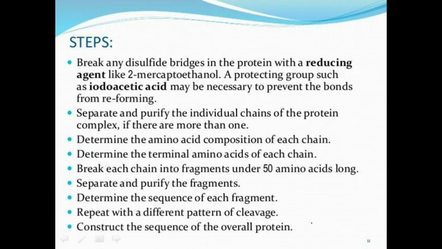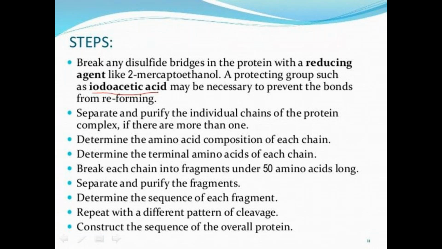You have to remember that also. Here and also here, during the process sometimes the reforming of the bonds occurs, and that must be prevented by using the iodoacetic acid. Iodoacetic acid is mainly necessary to prevent the bonds that reform the peptide chain.